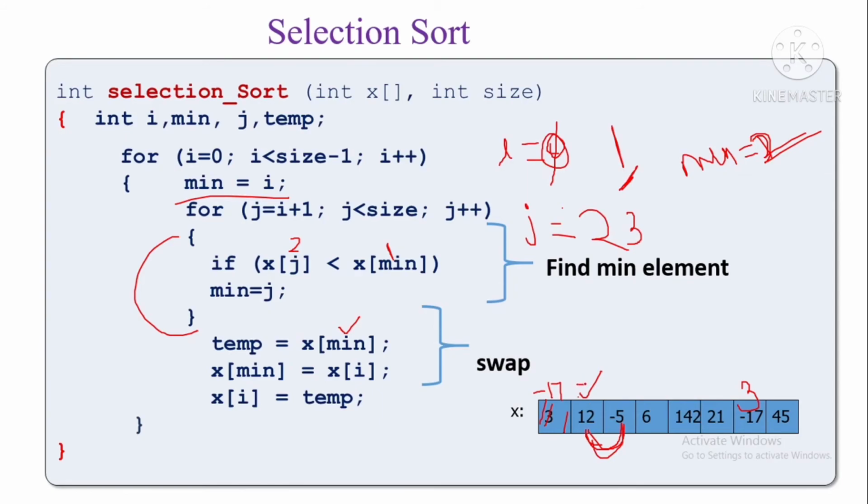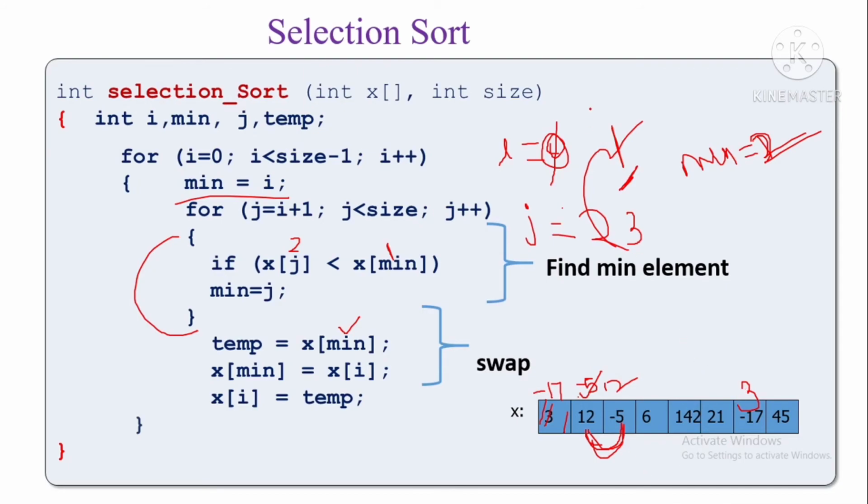Okay, at the end I am going to get like this, minus 5 and 12. So next I will be incrementing the value of i by 1. For that I will run the inner loop iteration from 3 to n minus 1. I will find the minimum element and then I will swap these two elements.